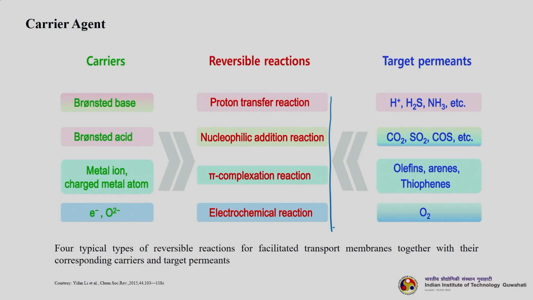In a proton transport reaction, if a Bronsted base is the carrier, then target permeates can be hydrogen sulfide, ammonia, etc. In a nucleophilic addition reaction, if a Bronsted acid is the carrier, then carbon dioxide, sulfur dioxide, COS, etc. can be transported. In a pi complexation reaction, metal ions or charged metal atoms are basically the carriers, and olefins, arenes, thiophene, etc. are the permeates. In an electrochemical reaction, oxygen 2 minus or electrons are the carriers and usually oxygen is the permeate.